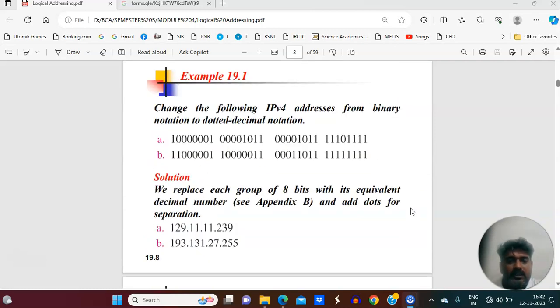For example, just look at these two binary notation addresses given above, A and B. They are grouped into 4 bytes and then substituted with the equivalent decimal numbers. In order to create the dotted decimal notation, we replace each group of 8 bits with its equivalent decimal number and add dots to separate them.